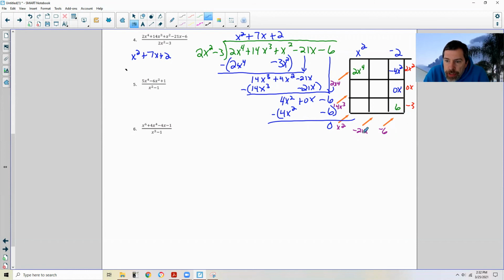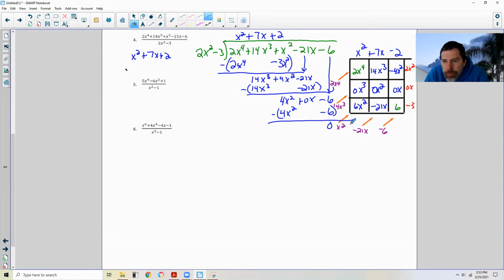I work with the 2's here. I need a negative 21x. I have nothing there, so this has to be negative 21x. Well, negative 3 times a positive 7x will give me negative 21x. So 7x times 0x is 0x squared, and 2 times 7 is 14. x squared times x is x cubed. I need 14x cubed. I have 14x cubed, so this is 0x cubed. And I have an x squared here, and I have negative 4, so I have to have 6x squared there. Negative 3.